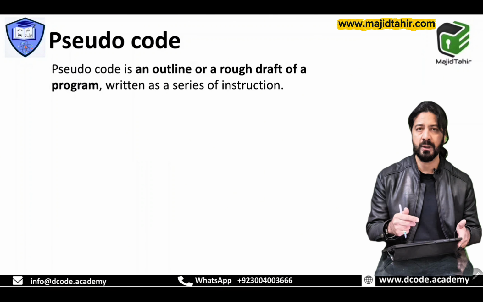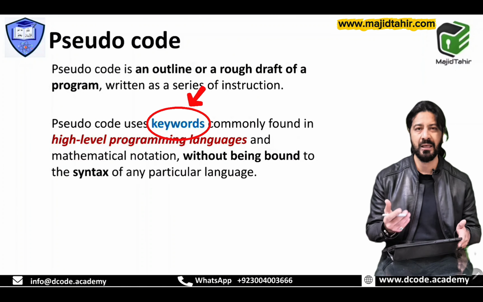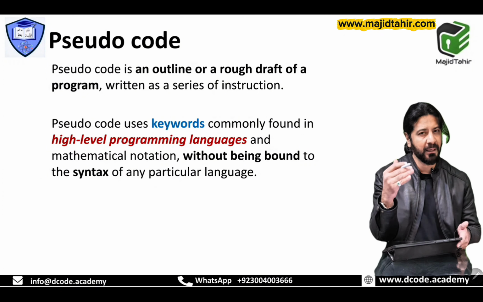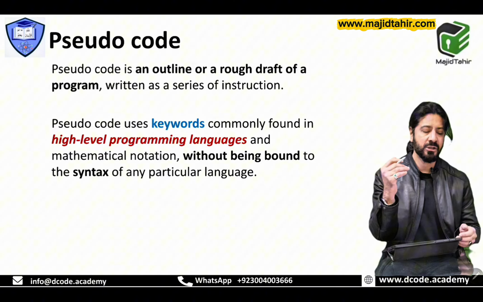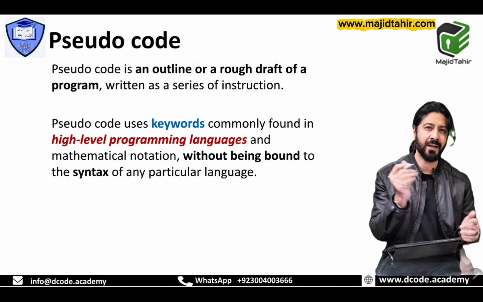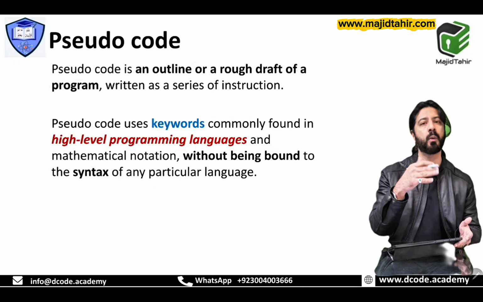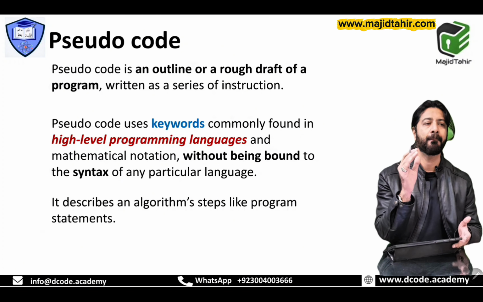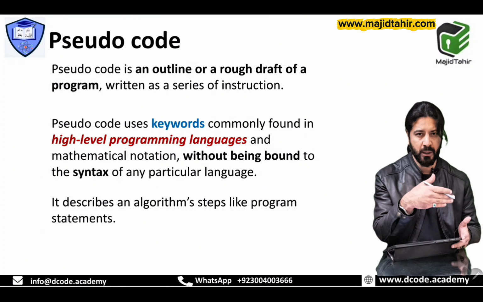Then we have pseudocode. Pseudocode is an outline of a program or rough draft of the program. Pseudocode uses keywords commonly found in high-level programming languages, but without being bound to the syntax of any programming language. So pseudocode is a generic code and doesn't use any specific syntax. Rather, pseudocode has its own syntax, which is given by Cambridge. So we will be following that syntax. There are some variations in pseudocode, we can do that, but we follow a specific syntax of pseudocode in Cambridge. So we are going to look at that.